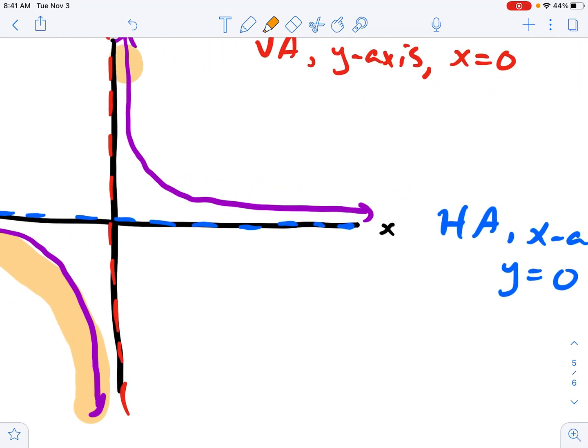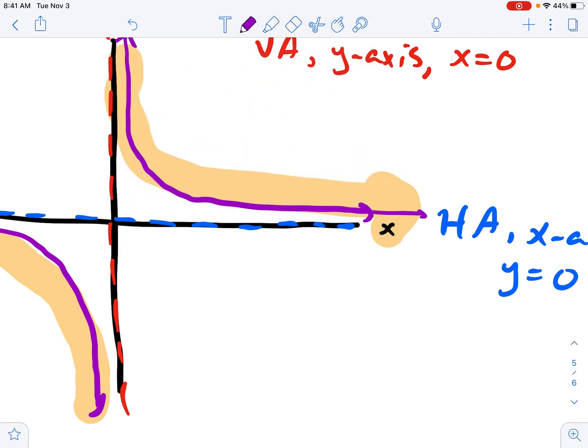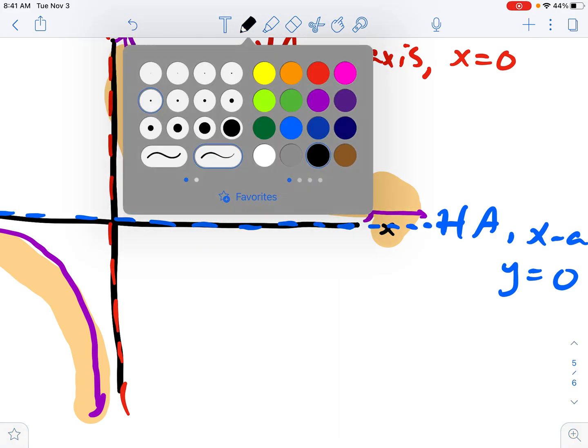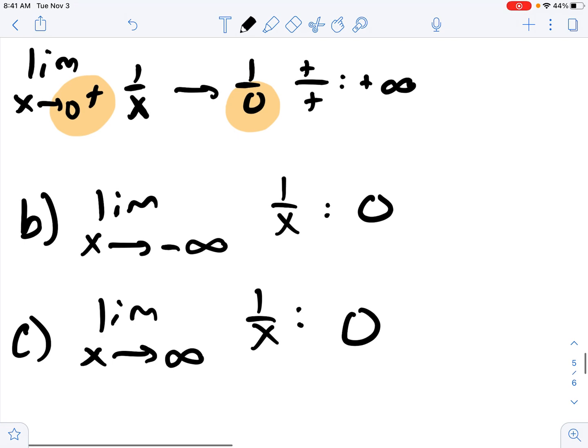Again, as we look at this, we can see what's happening geometrically. The further out to the right we go, the closer and closer the purple function is going to get to the blue asymptote, which again is at a y value of 0. So in either case, for parts B and C, we can see that as x goes left or right, we approach a y value of 0. And that's our first example of limits at infinity.